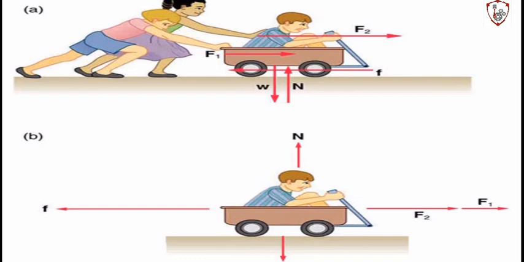Now there would be a contact force, or the normal force, acting on both the tires of the cart. However, we will show it as a single force, capital N, acting on the cart, the overall normal force. That will be acting in the upward direction, opposite to the weight W of the cart and the child together. So all these forces would be acting on it.